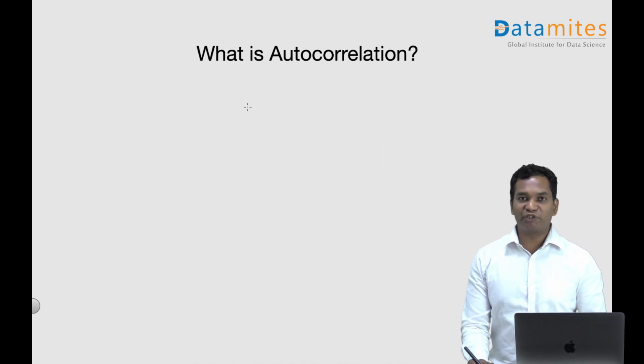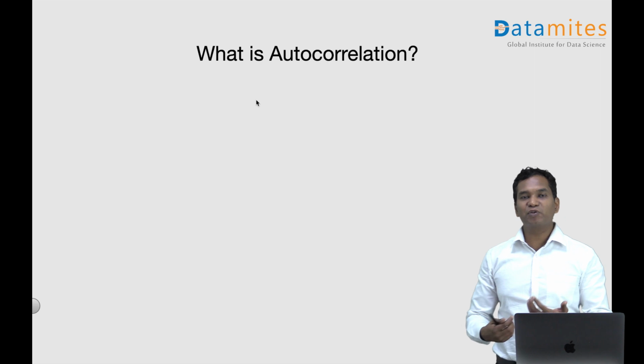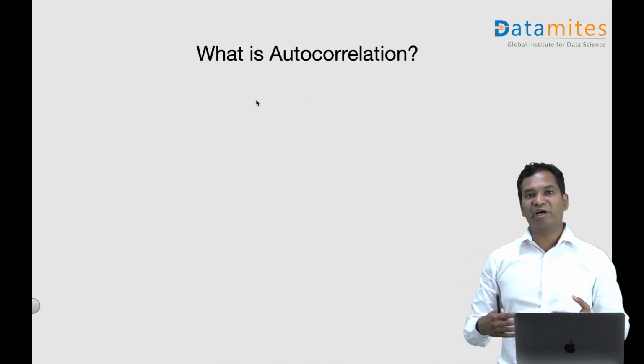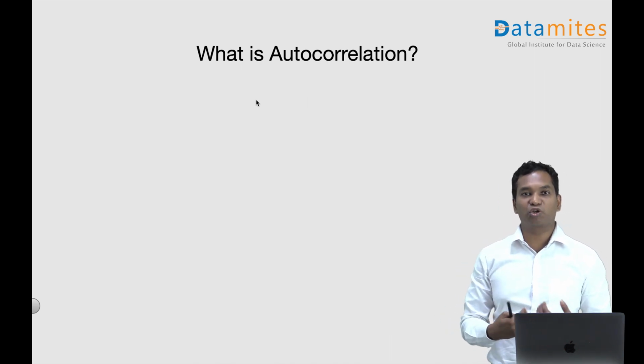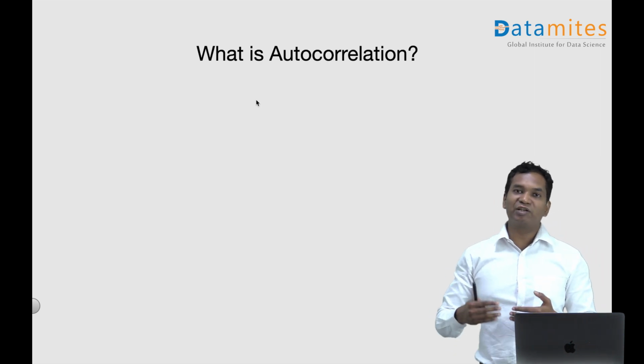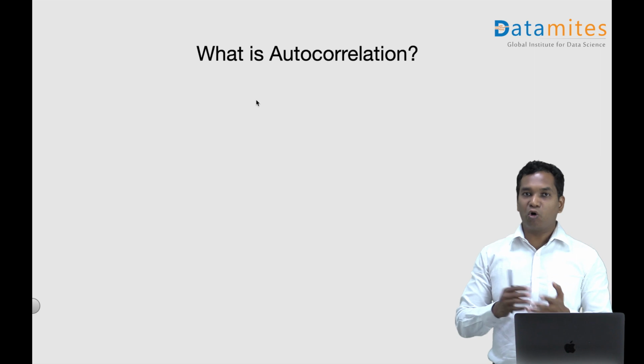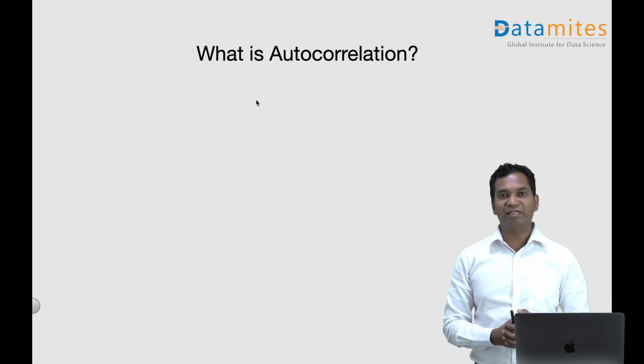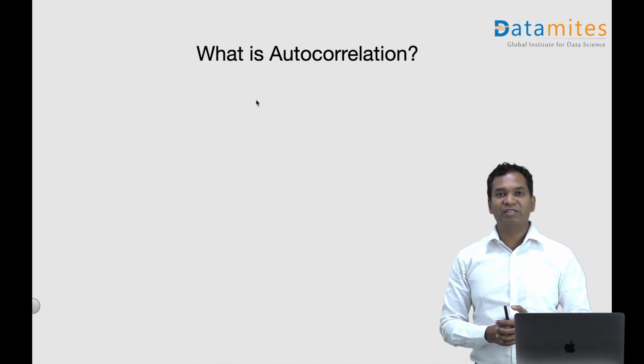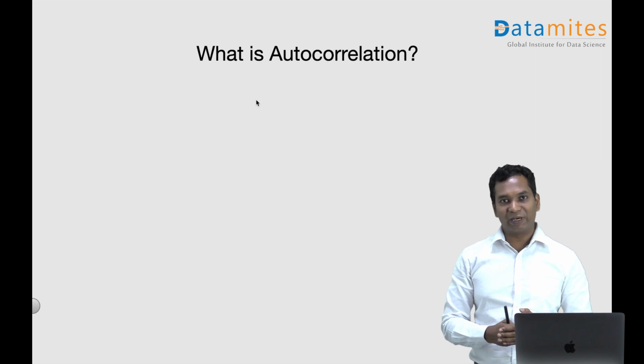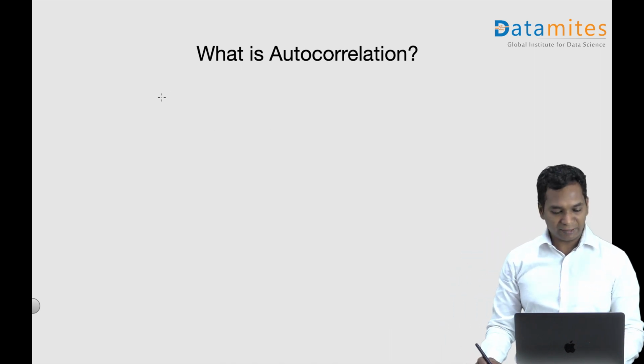What is autocorrelation? Whenever you say auto, for example, autobiography, you talk about your own story. So auto means to yourself. When you correlate a variable to itself, with time lags, we call it autocorrelation. So what do you mean by that?